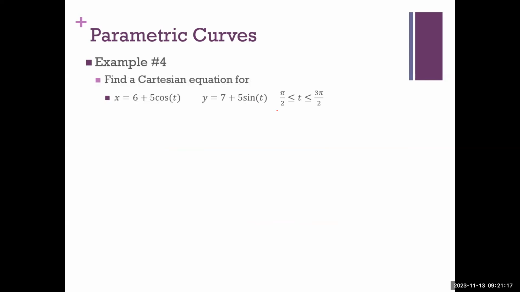So I want to find a Cartesian equation for this. What does a Cartesian equation look like? Those look like y equals some function of x. So these are the things that you're probably most used to. What I want to do here is eliminate that parameter t. I want to figure out what this curve looks like and then come up with an equation for that.